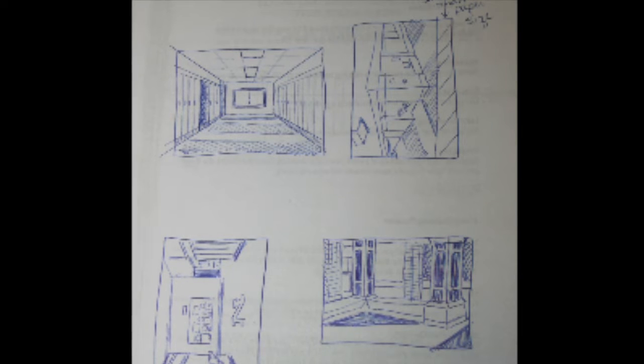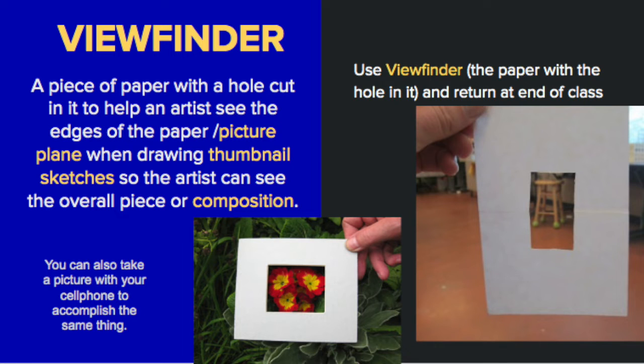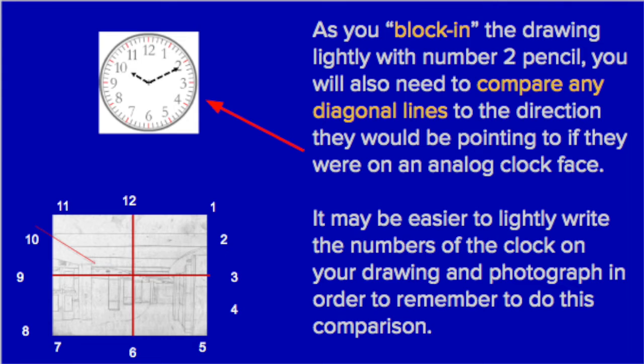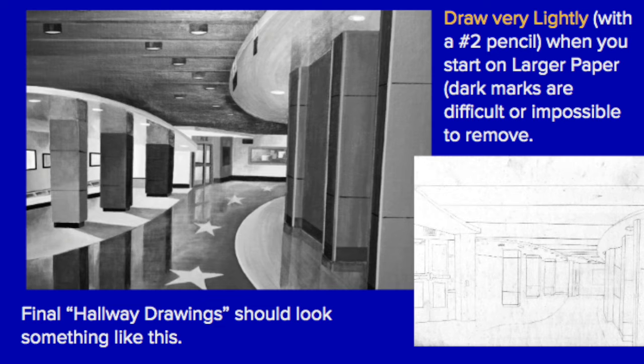When you begin your thumbnails, you can take an image with your phone and print the image with Photoshop or look through a viewfinder to practice your composition. Remember, composition is how the page is arranged. After you have practiced the composition in a thumbnail, start blocking in the drawing.